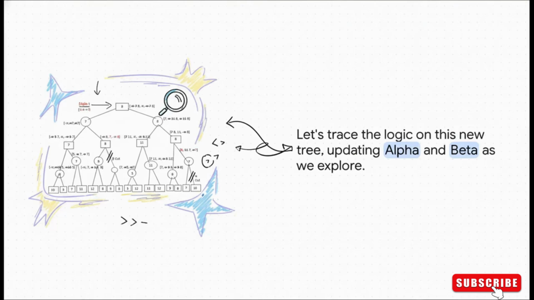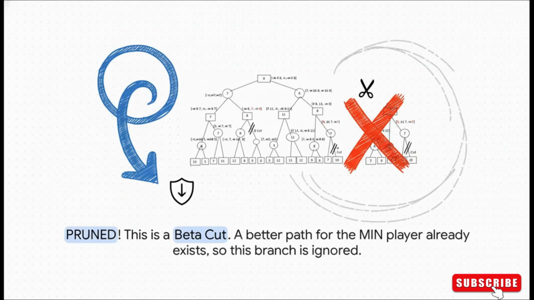All right, let's see this in action. We're going to trace the algorithm on this new tree. Now remember, we go from left to right, depth first, and we're always updating and comparing our alpha and beta values at every single node. Okay, let's trace this carefully. We start down the leftmost path.